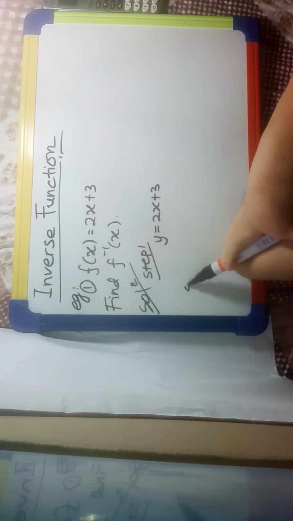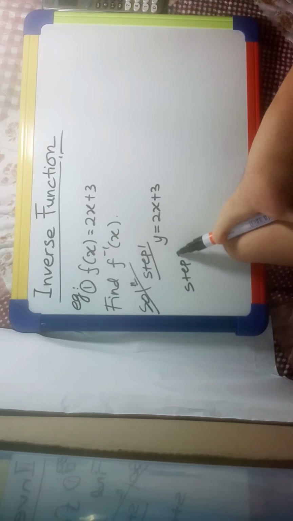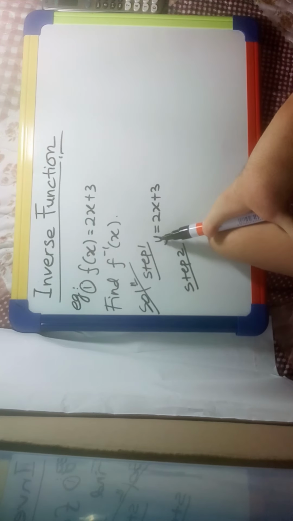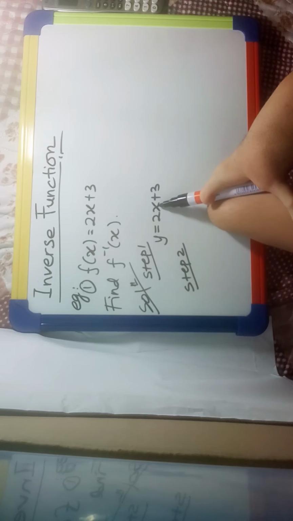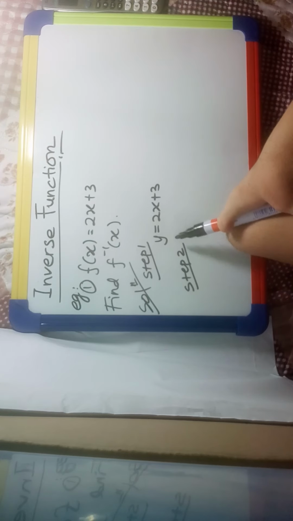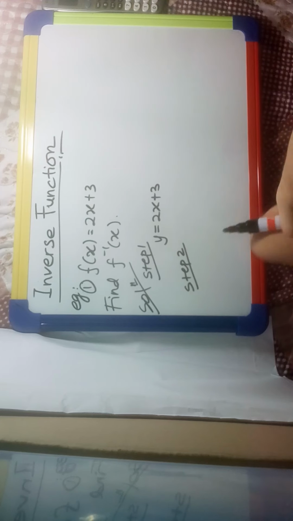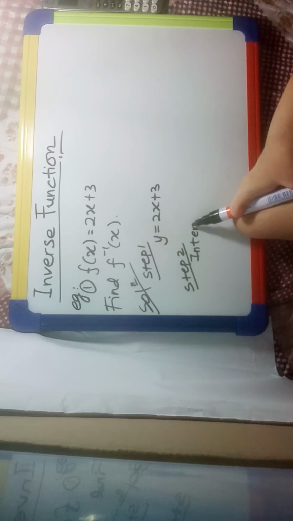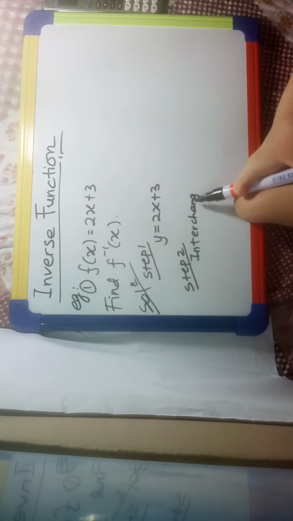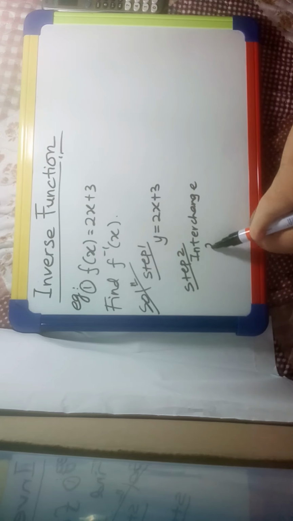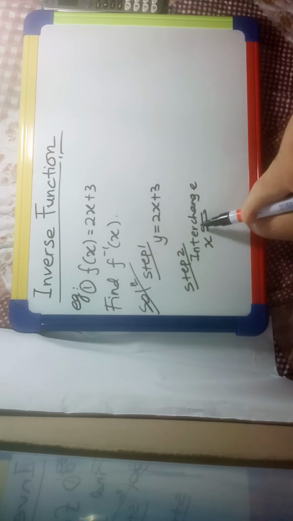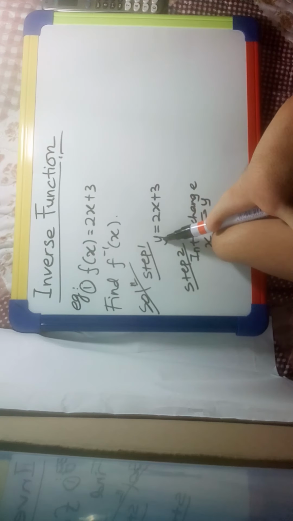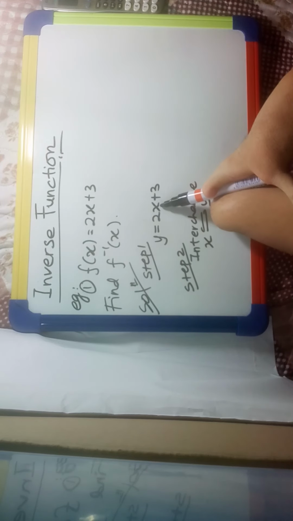Step number 2. What you need to do is, you see this variable y and variable x, you swap or interchange. I will write over here, interchange between x and y. What does it mean by interchange? This y will become x, this x will become y.